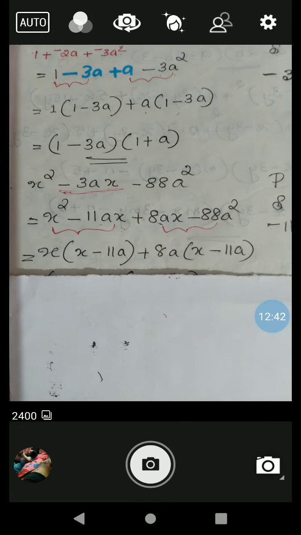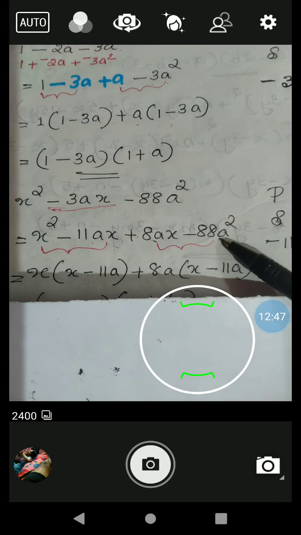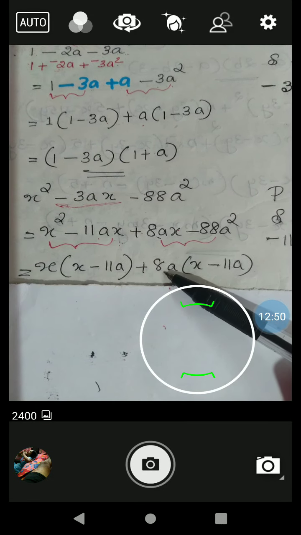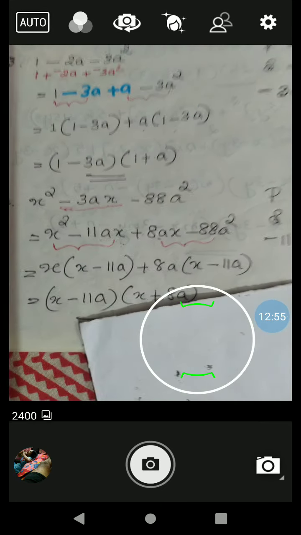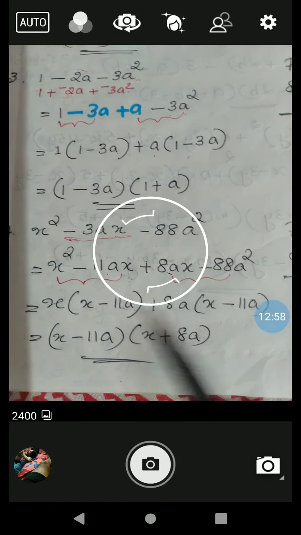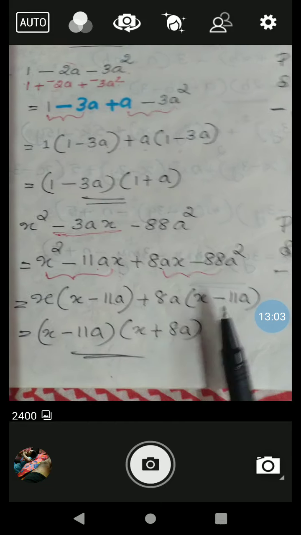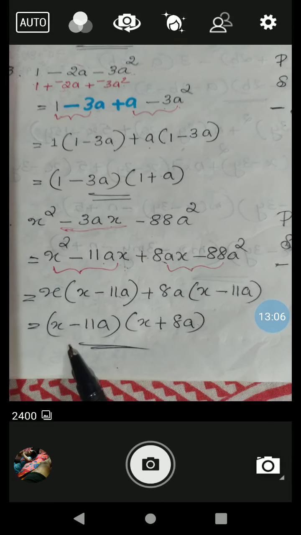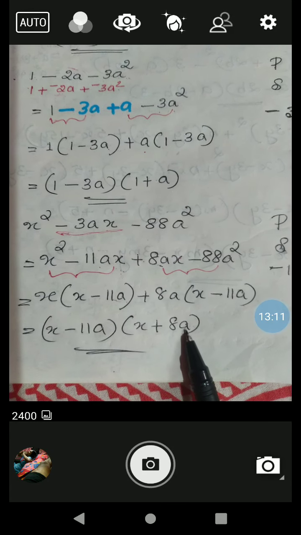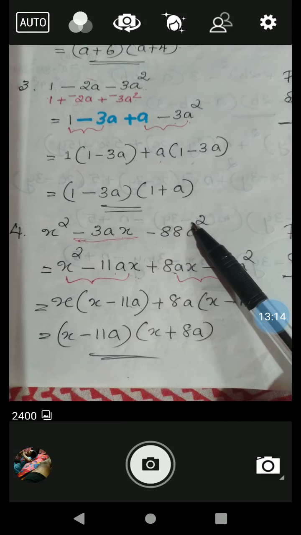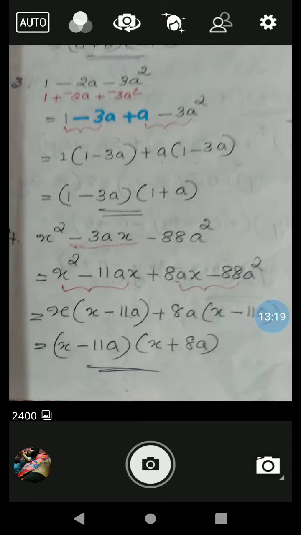Inside, x minus 11a plus, here 8a is the common factor. So you can take it outside. What is inside? X minus 11a. Now you can see x minus 11a is a common factor in these two terms. Therefore, we can take x minus 11a outside. Therefore, the remaining is x plus 8a. So, factorize this. The answer is x minus 11a into x plus 8a.